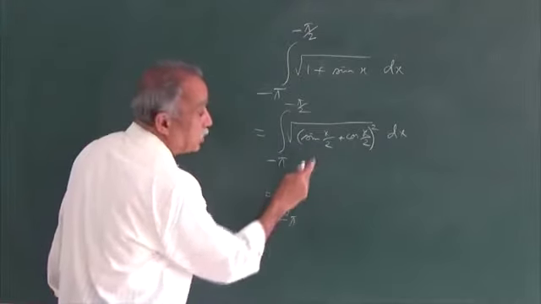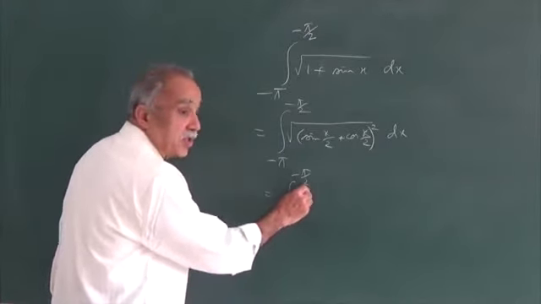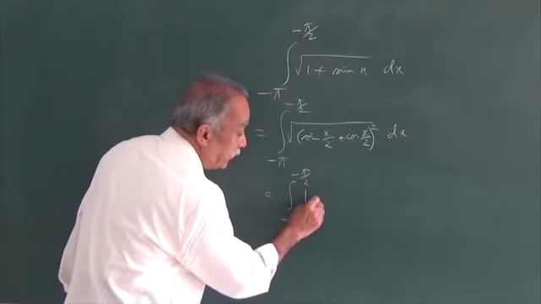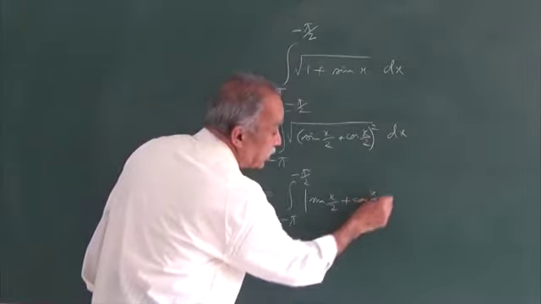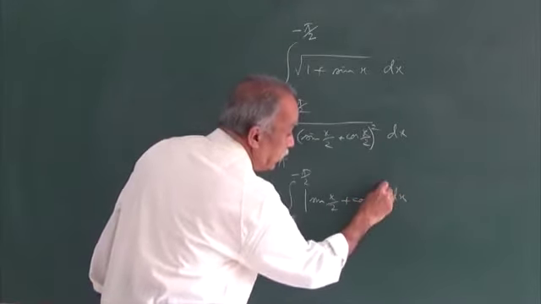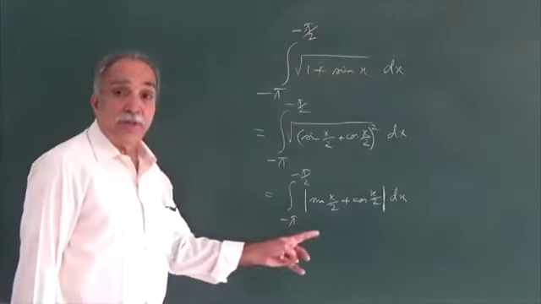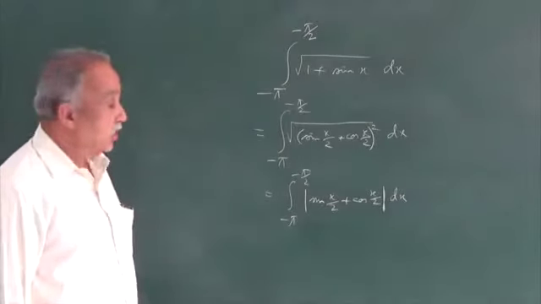What is square root of sin x by 2 plus cos x by 2 whole square? Is it sin x by 2 plus cos x by 2? No. Let us be more careful. It is mod of sin x by 2 plus cos x by 2. The function to be integrated is not just sin x by 2 plus cos x by 2, it is mod of sin x by 2 plus cos x by 2.